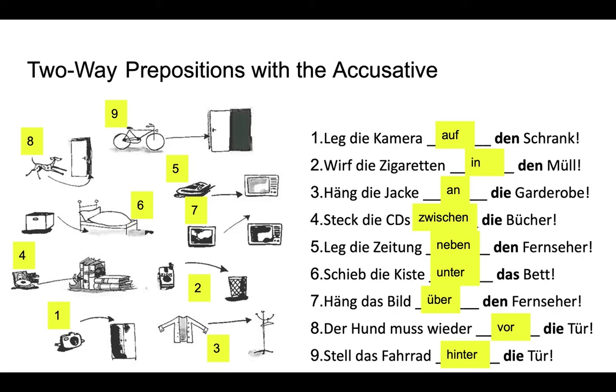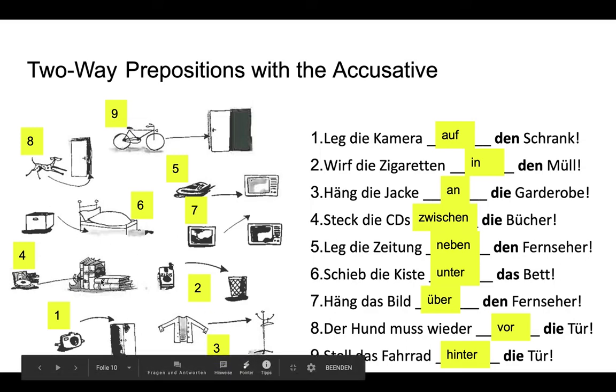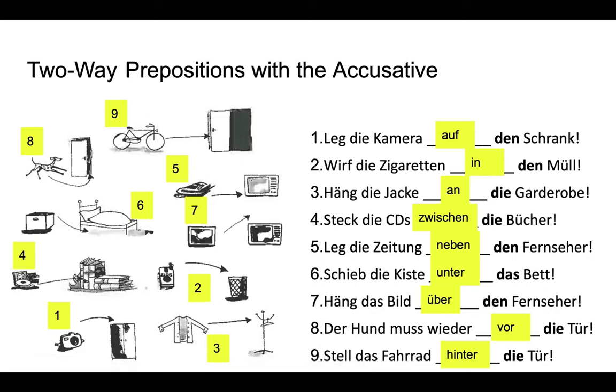Nummer 4, steck die CDs zwischen die Bücher. Wouldn't want your parents to know that you're listening to popular music. Nummer 5, leg die Zeitung neben den Fernseher. Put the newspaper next to the TV. Give them a good impression that you are reading stuff in addition to watching movies. Nummer 6, schieb die Kiste unter das Bett. The box goes under the bed. Nummer 7, häng das Bild über den Fernseher, above the TV. Nummer 8, der Hund muss wieder vor die Tür. Again, right outside the door.